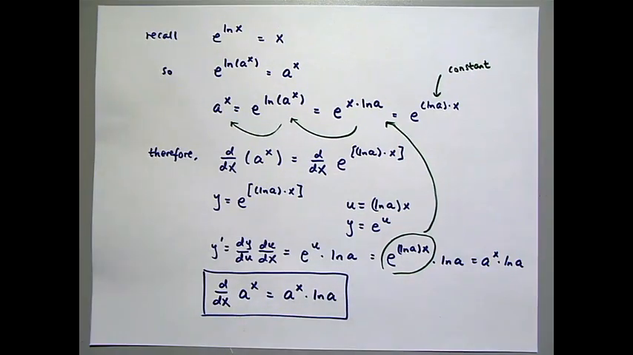Does that thing in the box work if a is equal to e? Do we get what we expect? We do, right? Because ln of e is 1. So if a happens to be e, we get what we expect. The derivative of e to the x is e to the x.